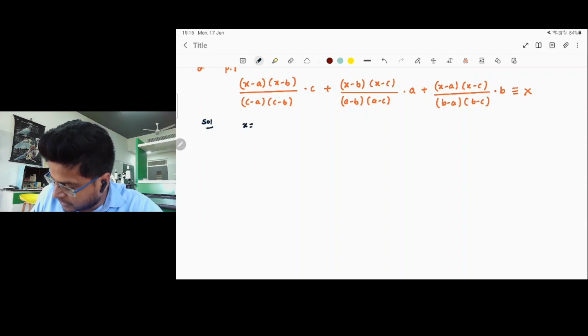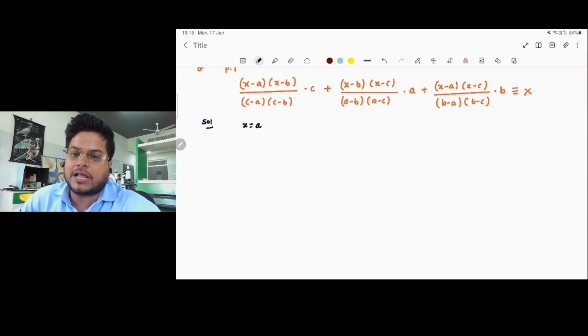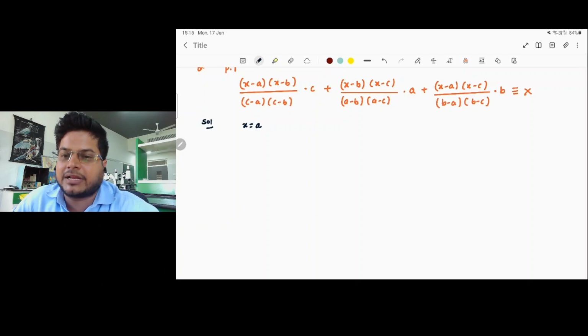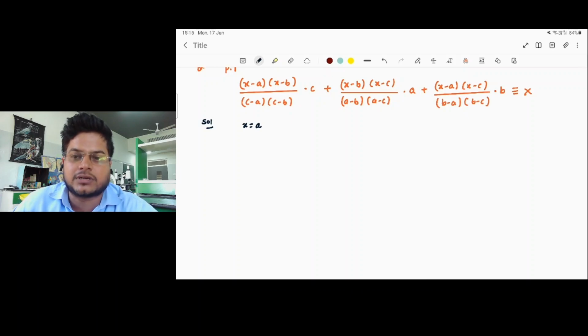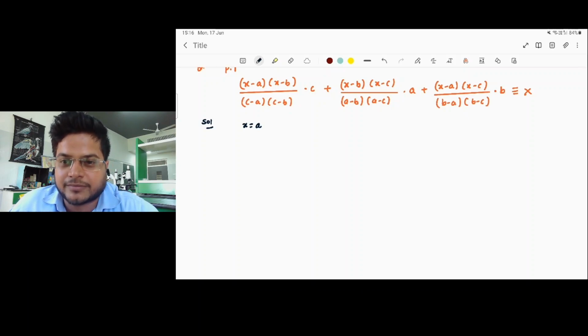If you substitute x equals a, right, what will happen? You can see that a minus a will become 0. So the first bracket is 0. And you can see that the third bracket also is 0, isn't it? Right? So what will you be getting? From the second bracket, you will get a minus b multiplied by a minus c, divided by a minus b, a minus c. So they will get cancelled out. And ultimately what did you get? You got a equals a.